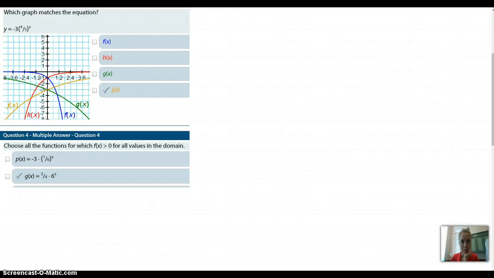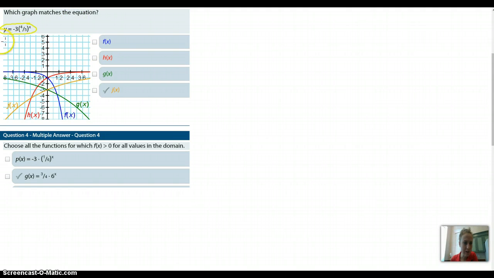All right, we're going to do a couple of problems from lesson 3 that have to do with exponential functions and what their graphs look like, okay? So the first one we're going to do here, it gives us an equation. It says y is equal to negative 3 times 4/5 to the x power.